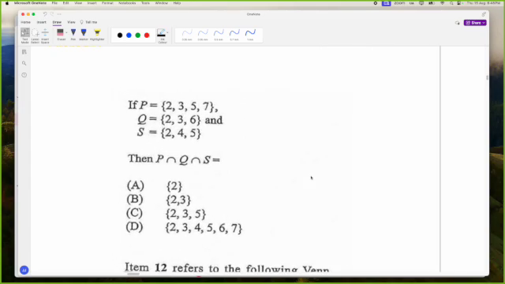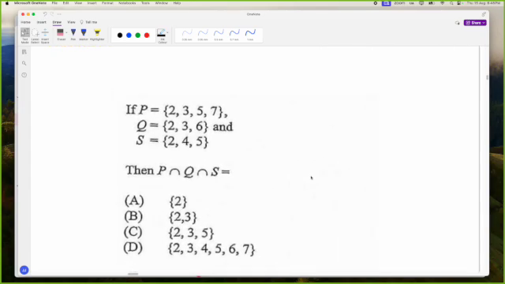On to some easier ones here. We have the set P, which is this set here, 2, 3, 5, 7. The set Q is 2, 3, 6. And noticing that both of them have 2 and 3, there is an intersection going on there. And the set S is 2, 4, 5. Then they want to know what is P intersect Q intersect S.